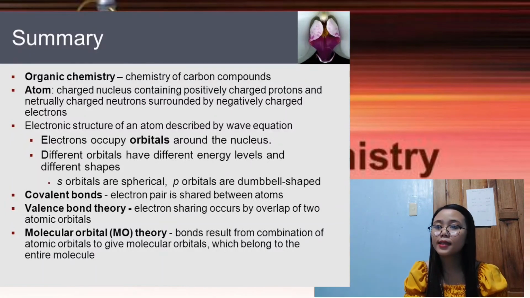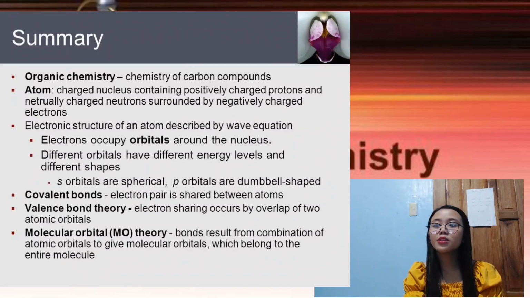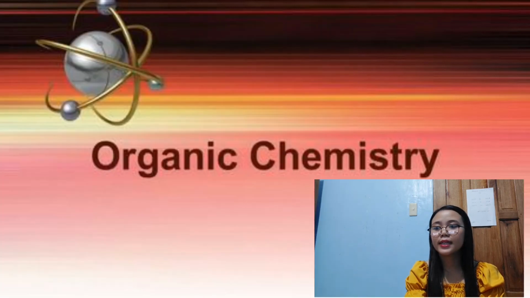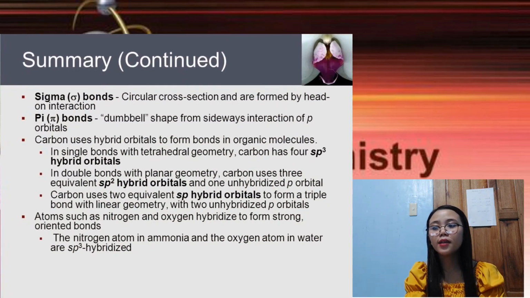Covalent bonds: an electron pair is shared between atoms. Valence bond theory: electron sharing occurs by overlap of two atomic orbitals. Molecular orbital, or MO, theory: bonds result from combination of atomic orbitals to give molecular orbitals which belong to the entire molecule. Sigma bonds have a circular cross-section and are formed by head-on interaction. Pi bonds have a dumbbell shape from sideways interactions of p orbitals.